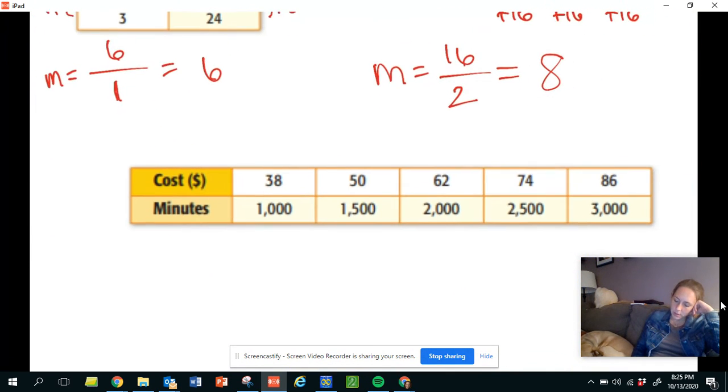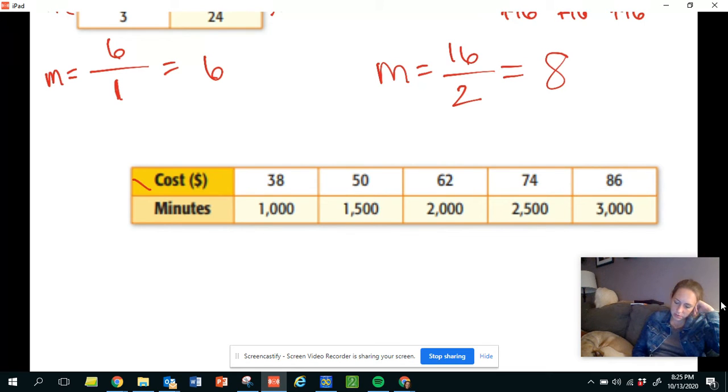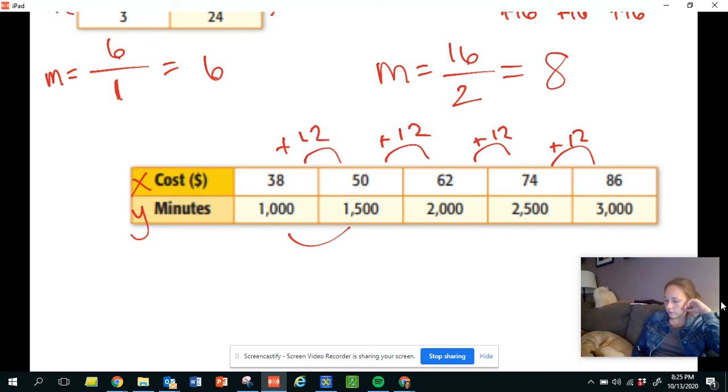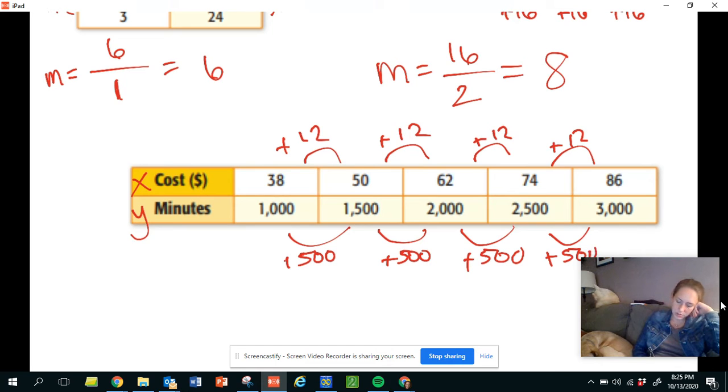Okay. And then whatever this one's talking about is cost per minute. So this is going to be my x and this is going to be my y. My x's here are going up by 12, and then again going up by 12 every time. And down here, I'm going up by 500. So it is a constant rate. It's changing the same. So my slope is going to be the change in y over the change in x.